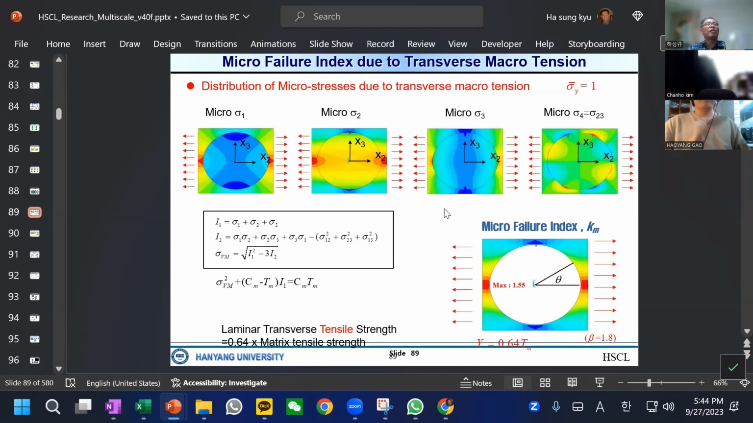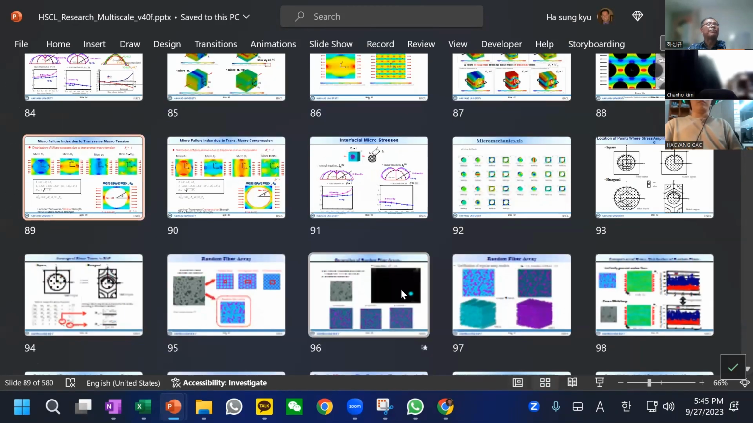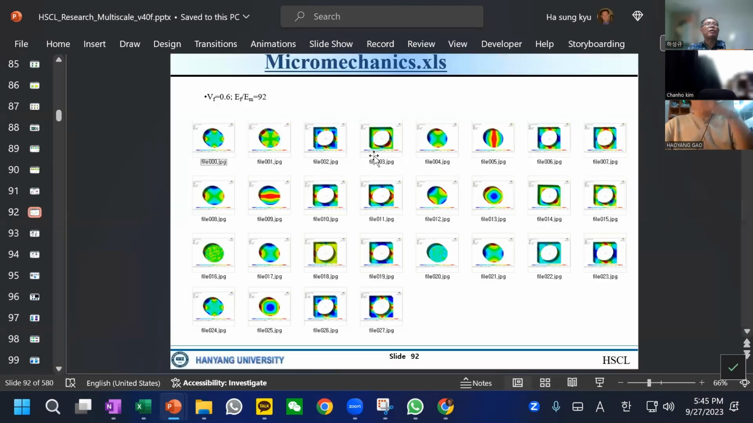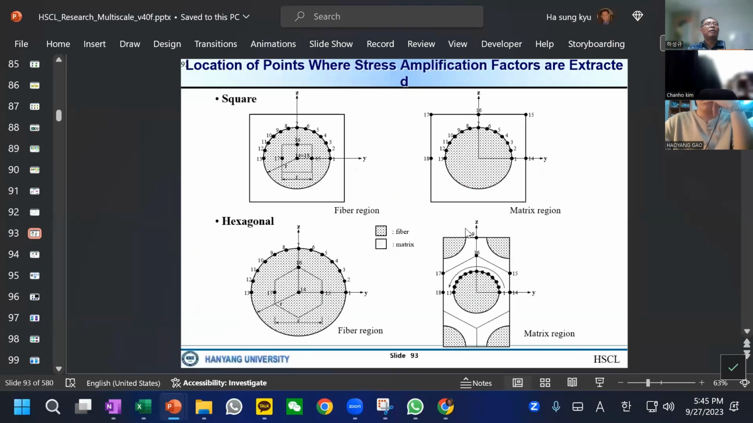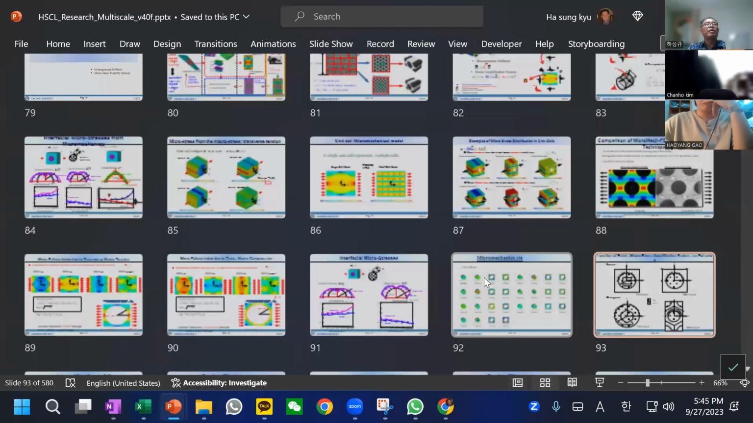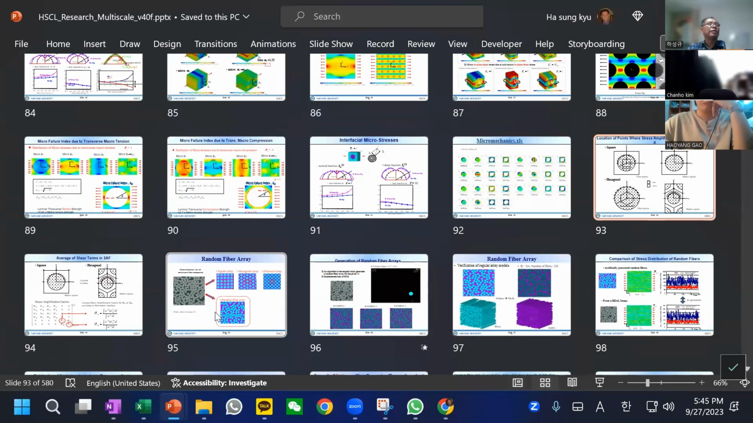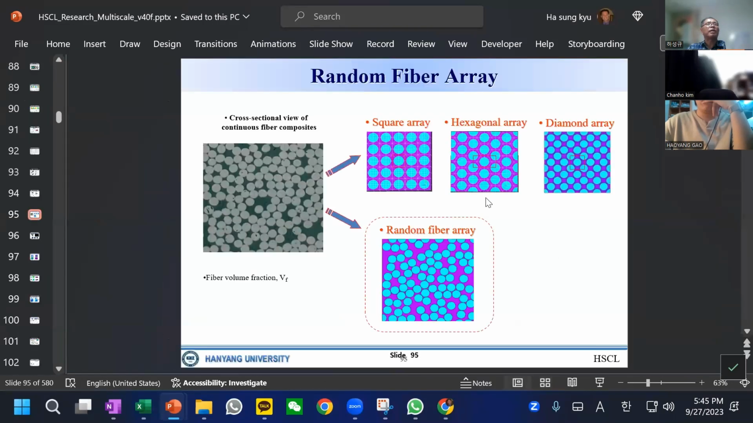Through all kinds of equations and theory which were developed, we predict that 64% of the pure resin tensile strength will be the transverse strength of a composite. That's not always, but this is another overview. So we can have lots of different micromechanical models, and in FEM you can have so many points. That is the same slide, like the random, and we can have many different ones.